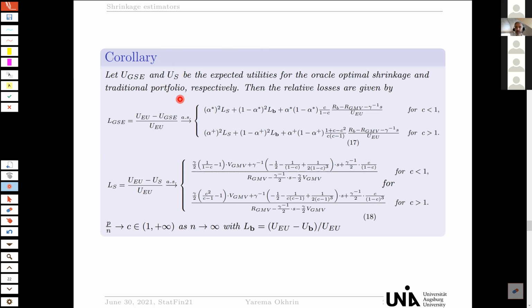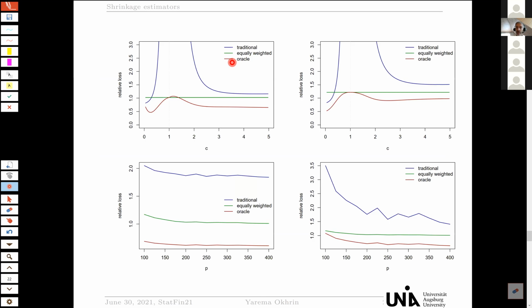The target portfolio always has the same loss, so it is constant. It doesn't depend on C, in fact. And our Oracle shrinkage loss is better than the traditional one and then the target if C is smaller than 1. We have some stability problems around 0, and then it remains good also if C increases even further.